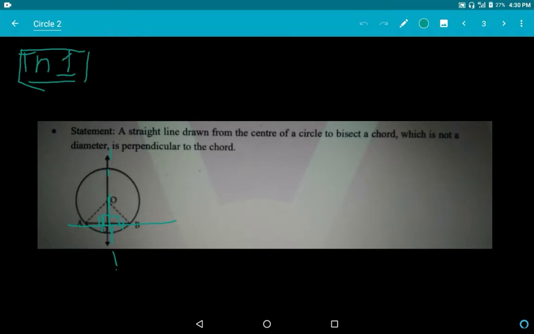So here's the first theorem. So this is the theorem statement: a straight line drawn from the center of the circle to bisect a chord which is not the diameter is perpendicular to the chord. Meaning that this is a line that is drawn to the center, and this is one chord. Now if you draw a line that is bisecting the chord, you have to show that this is perpendicular. Let's try to show this.